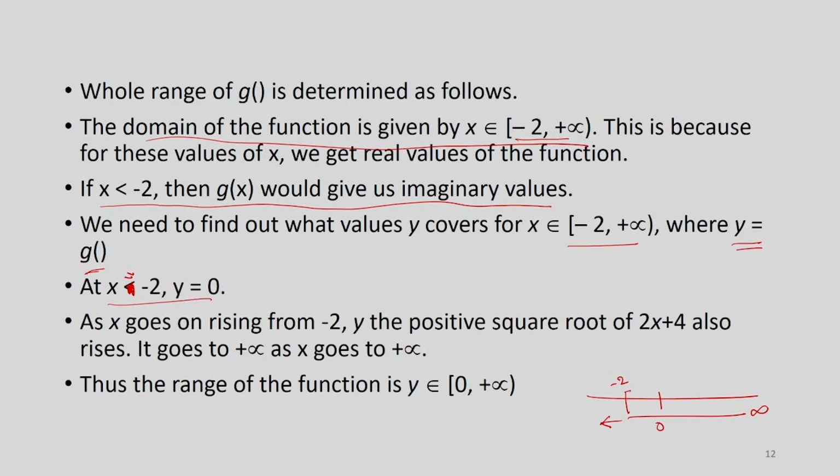As x goes on rising from minus 2, so here x is going up, y is the positive square root of 2x plus 4, it will also go on rising. It goes to plus infinity as x goes to plus infinity. Thus, the range of y is given by this. So, this is what we were supposed to find. Range of this function is from 0 to plus infinity, where 0 is included.